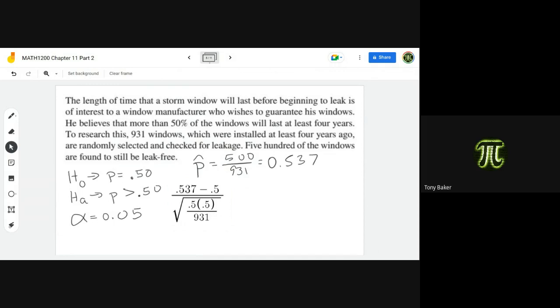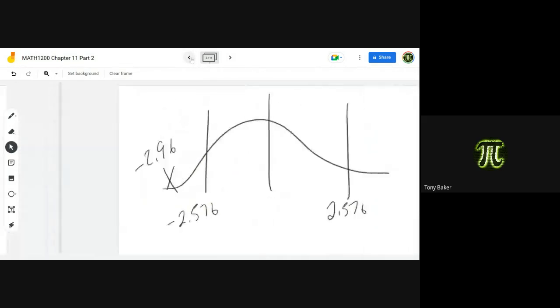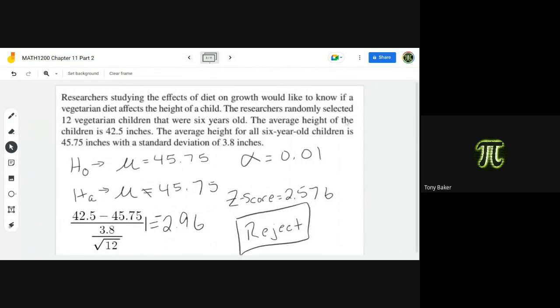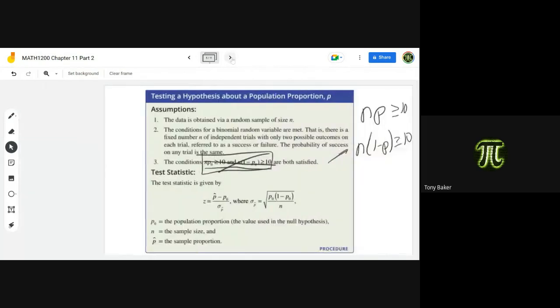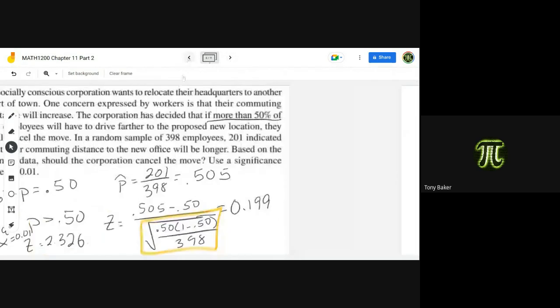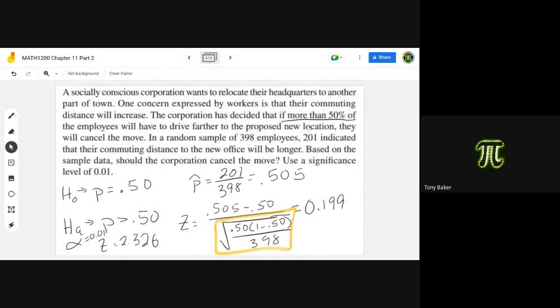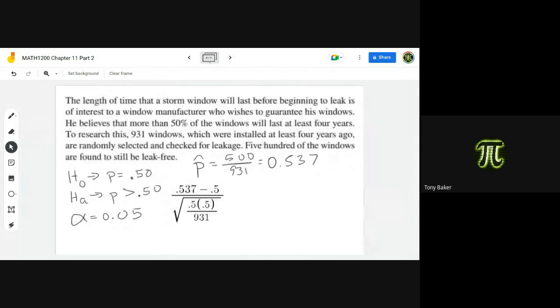If you look at the problem, notice nowhere in this problem does it say average. Like if we look back at the first ones, it says the average height. That's why we're using mean. In this one, we're looking at a proportion. It's 50%. And in this one, it's 50%. That's how you can tell it's a proportion, not a mean.